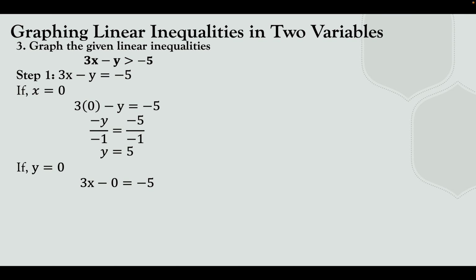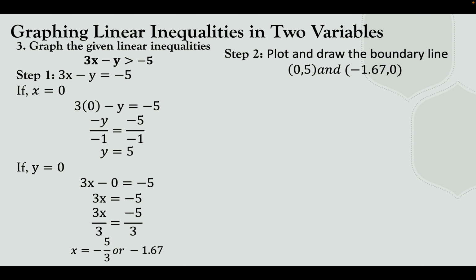And if y is equal to 0, substitute to our given linear equation: 3x minus 0 is equal to negative 5. So 3x equals negative 5, divide both sides by 3. So we have x is equal to negative 5 over 3, or negative 1.67.